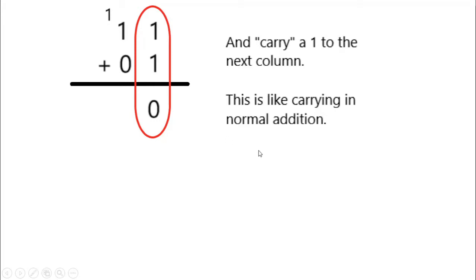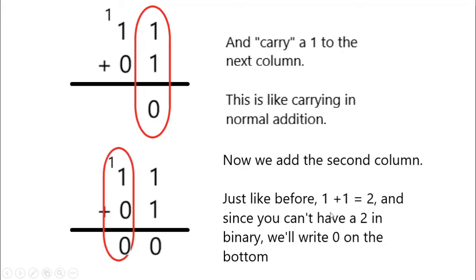So now, the second column, just like before, we have 1 plus 1 is 2. So the little one here plus this one is 2, and plus 0 is still 2. And again, since you can't put a 2 in binary, we'll have to put a 0 and carry 1 to the next column. So up here, we couldn't put a 2 in the bottom, so we carried the number to the next column. And again, since we can't put a 2 here, we'll put a 0 and carry 1 to the next column.